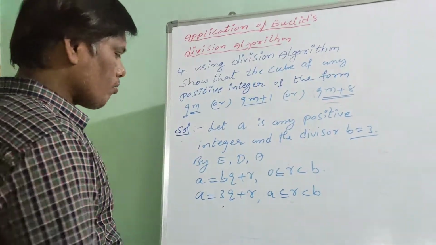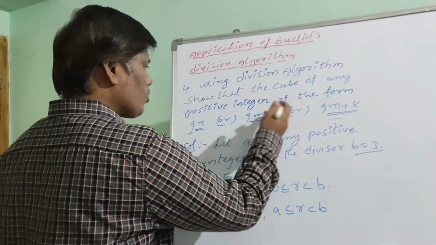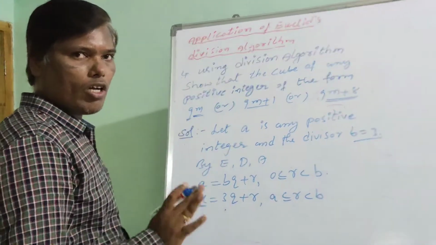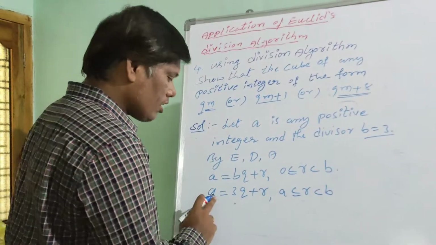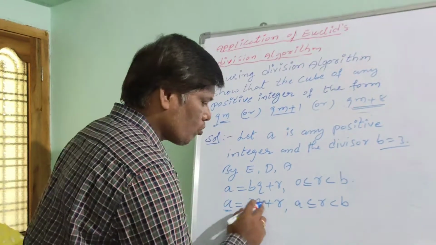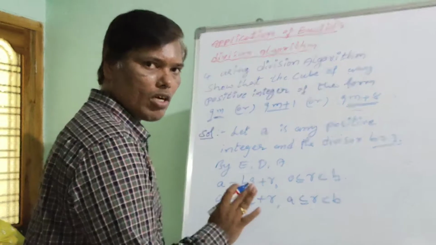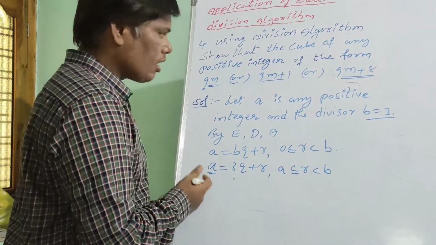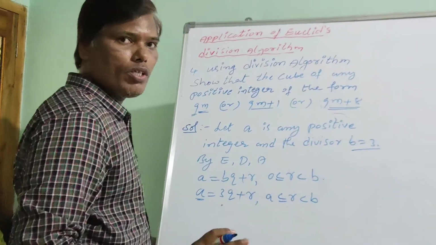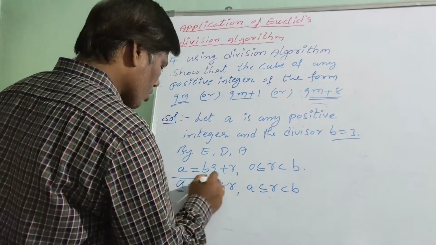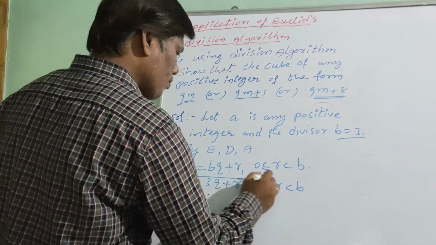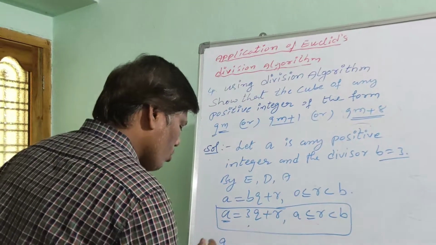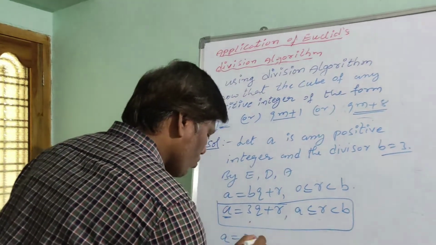So you don't bother about this. Here some forms like 9m are there, but here 3Q plus R is the form of A, not A cube. This is the form of the number A, 3Q plus R. So it is not the form of A cube. Definitely after cubing this number, you will get these forms. So students, you don't bother about this. So A is equal to 3Q plus R.